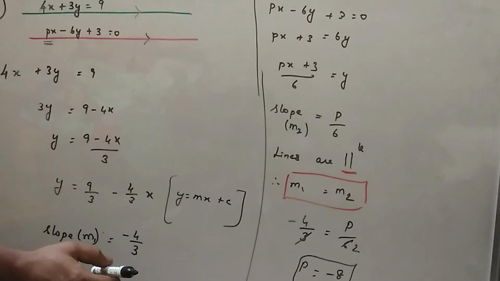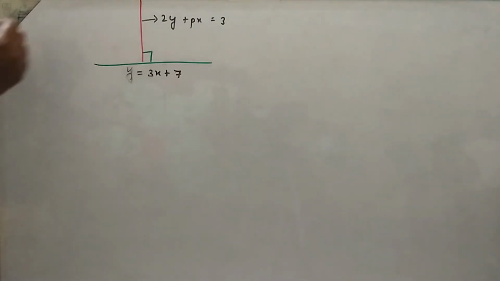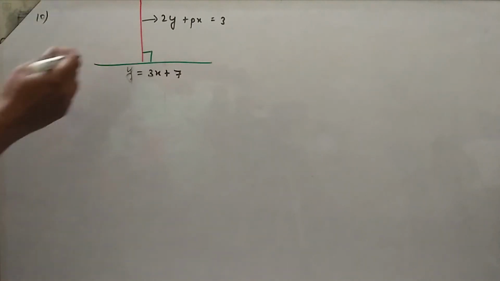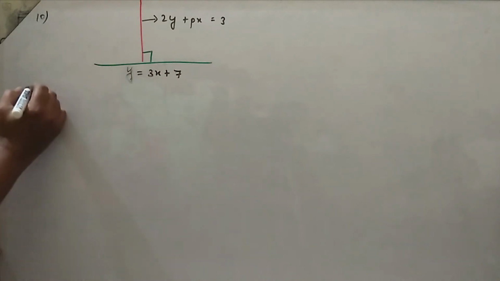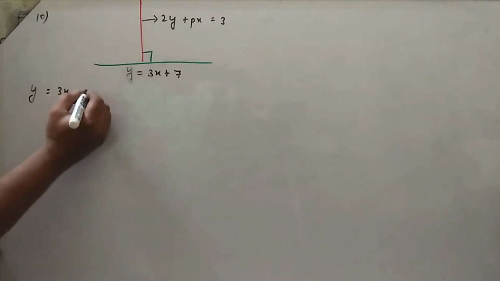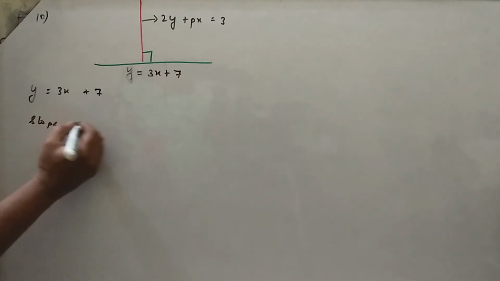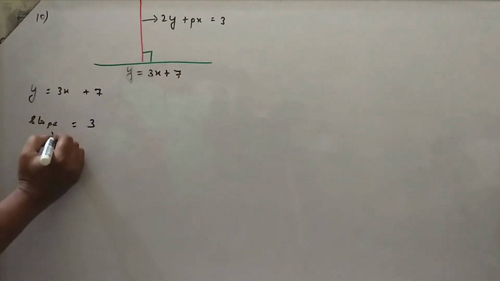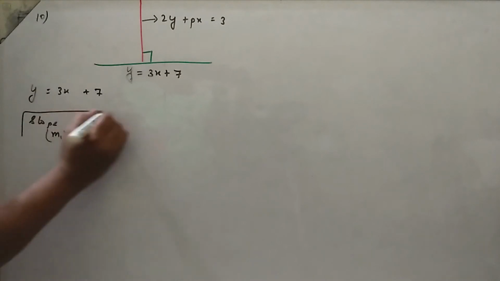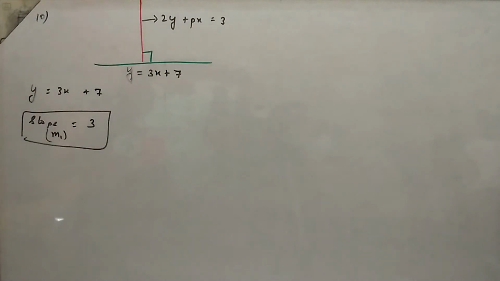Number 10. Two lines are given and these two lines are perpendicular to each other. So take the first equation, y is equal to 3x plus 7. Then slope is equal to 3. That is m1.